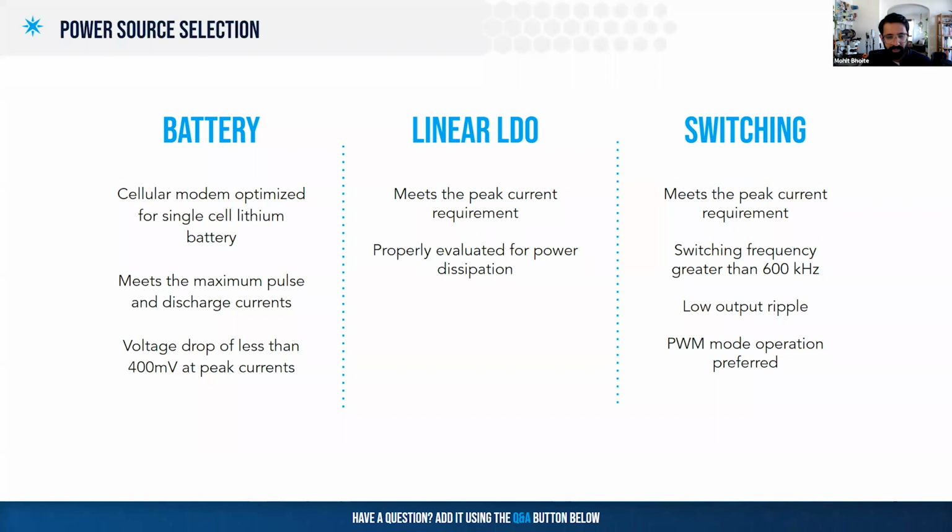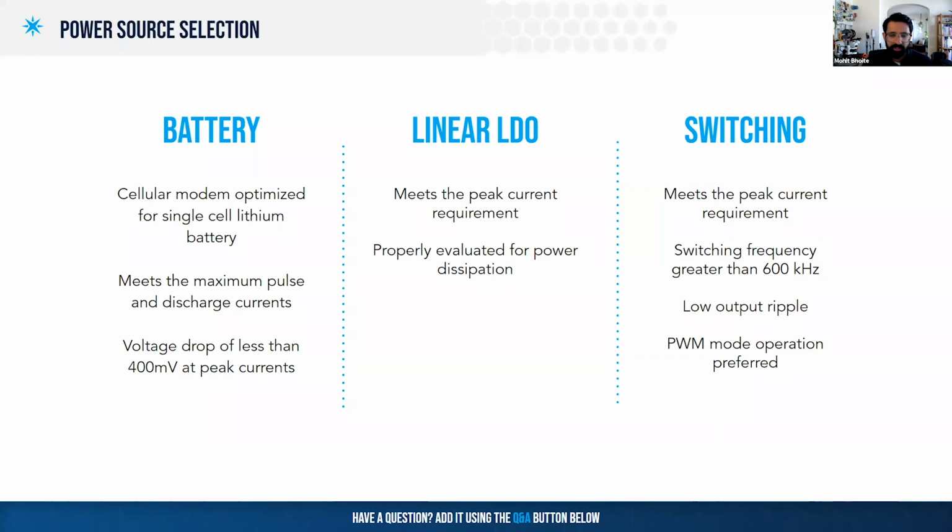If the input voltage is at 5 volts or lower, then you can use a linear LDO. Again, make sure that it meets the current requirements, and the power dissipation that occurs should also be considered. If you're using a switching regulator, there are slightly more criteria that need to be passed.